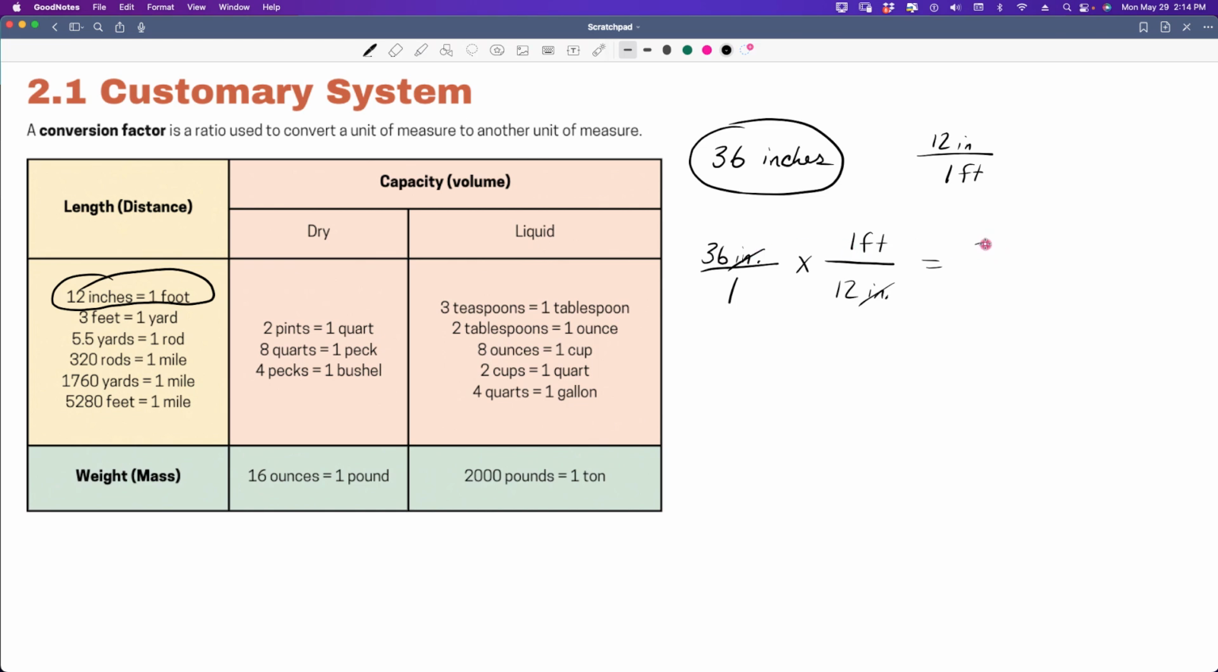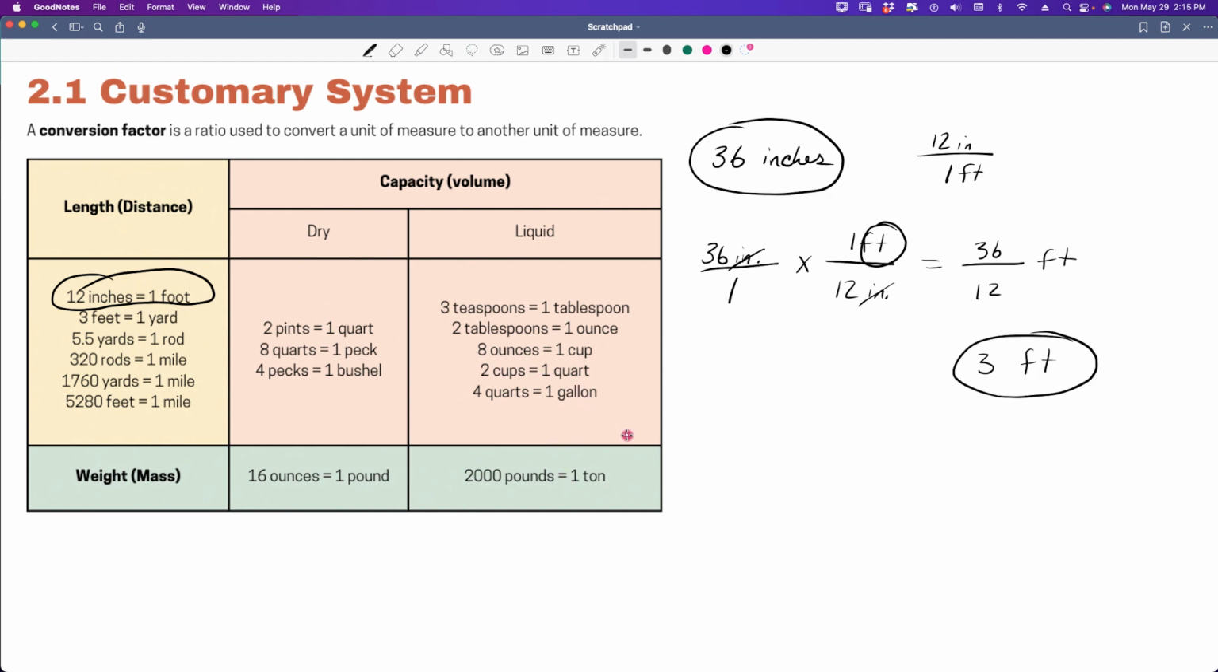36 times 1 would be 36. And that unit of measure would be feet because that's the only unit of measure we have left. And 1 times 12 is 12. 36 divided by 12, that would equal 3 feet. So now we know how many feet 36 inches is equivalent to. So that's how we would use the conversion factors of the units of measure reference system that we're given.